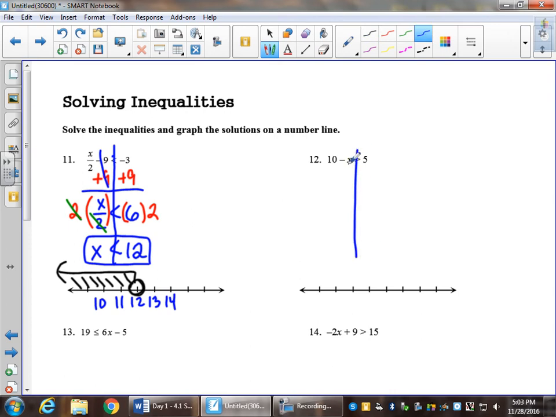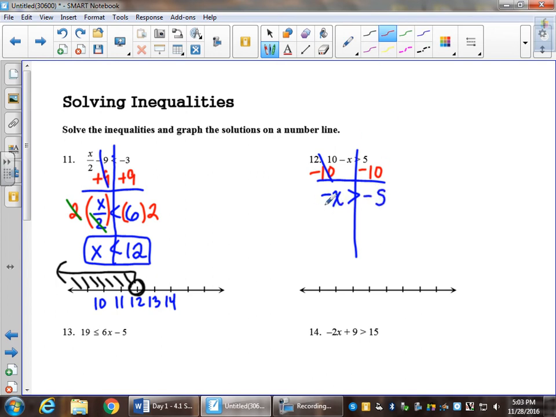X is on the left side of this inequality, so I pay attention to the left side. There is something I could add or subtract first. We can deal with this 10 by subtracting 10 from both sides. Negative x greater than, that negative still here, negative x. Bring down the inequality sign, greater than. 5 minus 10 is negative 5.